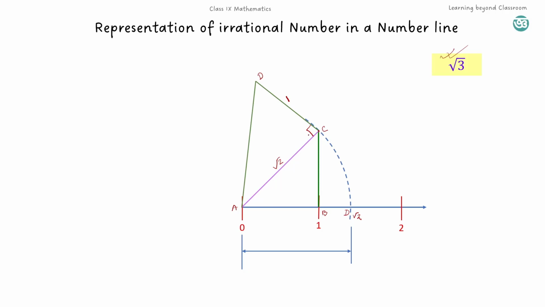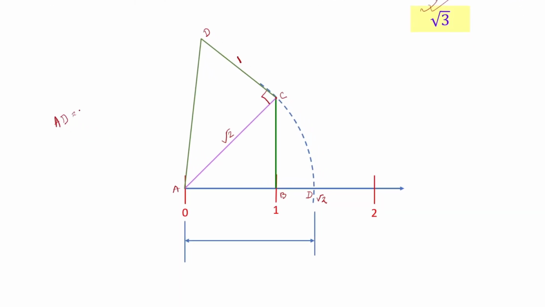this is a right angled triangle. So what is AD? AD is equal to root over AC square plus CD square, and that is equal to root over AC square, AC is equal to root 2, square plus CD equal to 1 square. So this is equal to root of 2 plus 1, and this is equal to root 3. So this distance AD is equal to root 3. Now we get the distance for root 3 which is equal to AD.